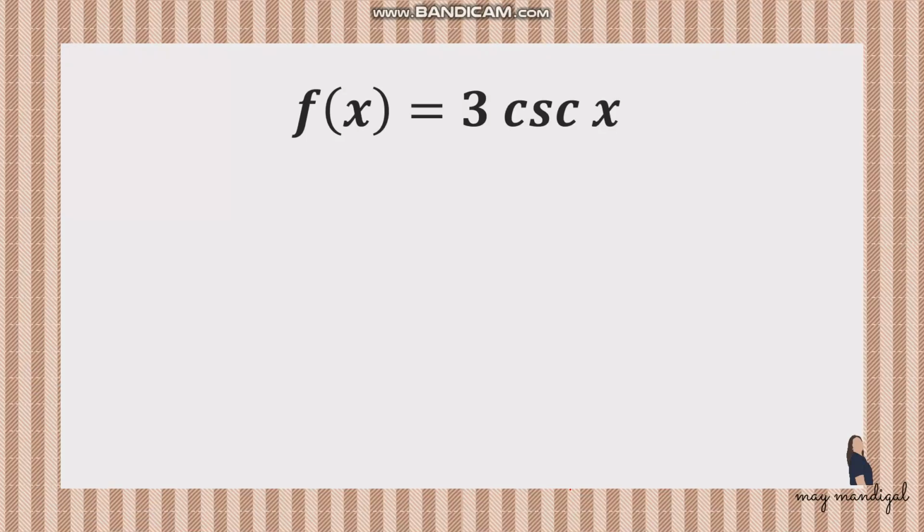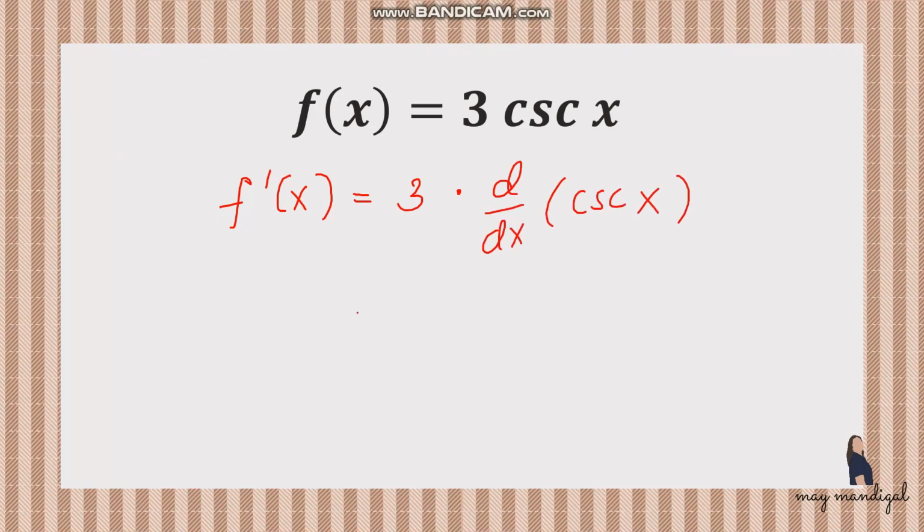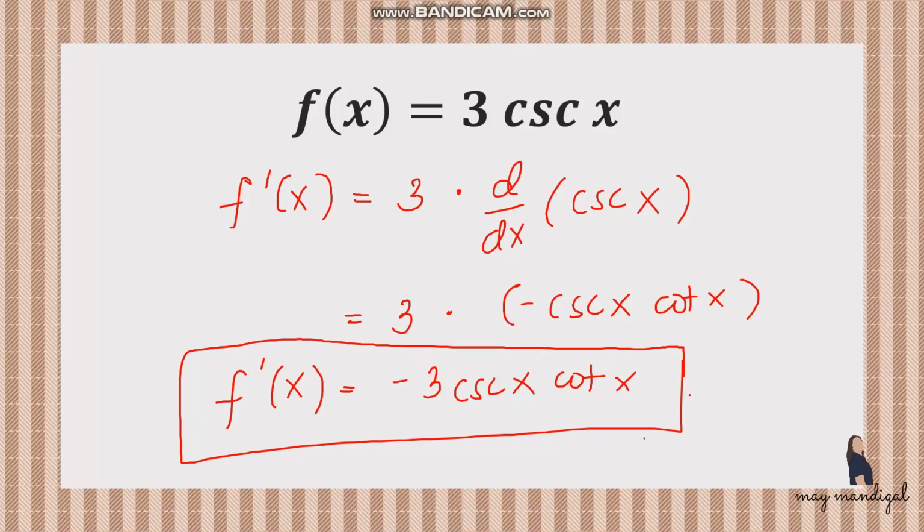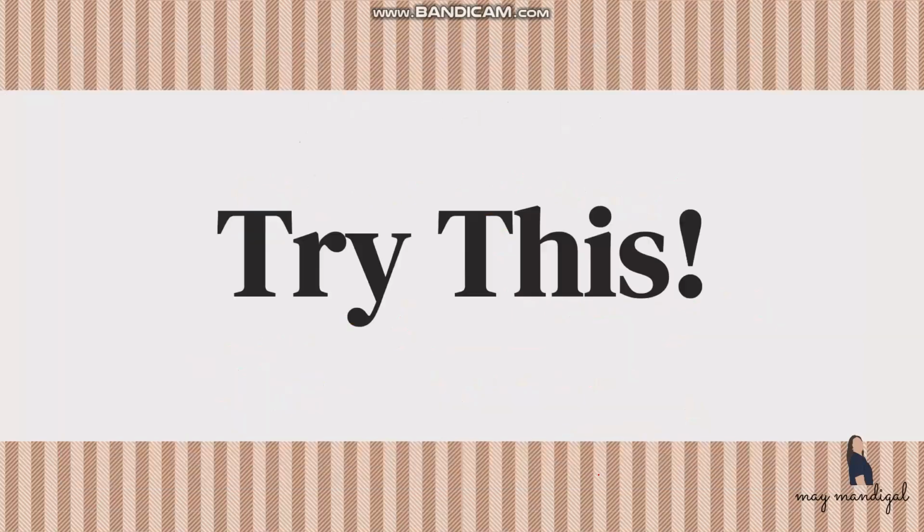So let's have some example here. F prime of x is equal to 3 times, and then we get the derivative of cosecant of x. So that will be times negative cosecant of x cotangent of x. So you just have to multiply by negative. So we have negative 3 cosecant of x cotangent of x. So this is now the derivative of the given function. Again, the derivative of cosecant of x is negative cosecant of x times cotangent of x.